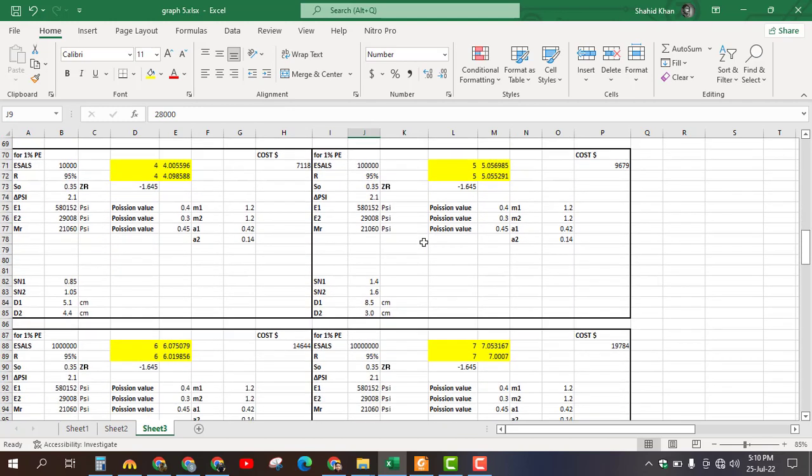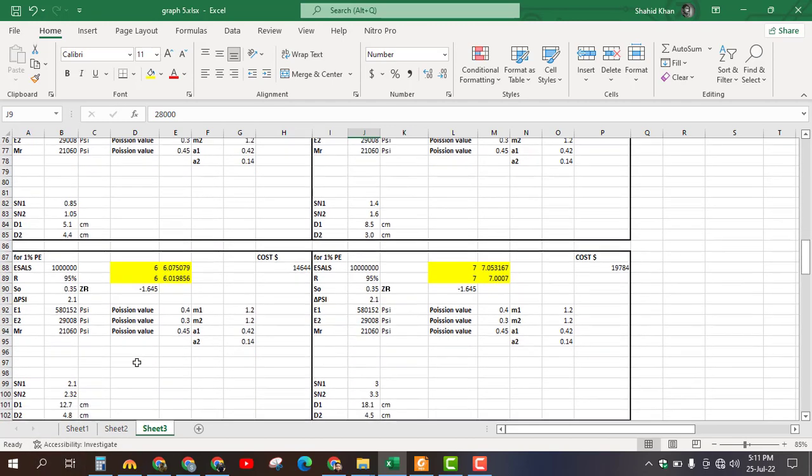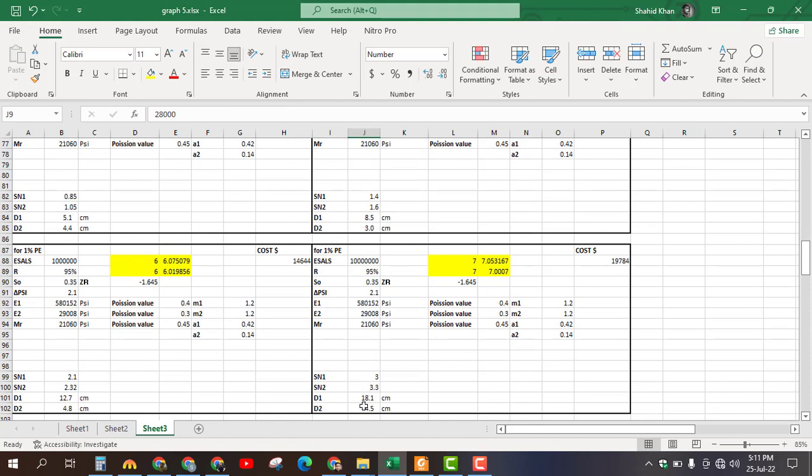Now it's time for using plastic stabilization, clay with the plastic stabilization. So here for using 1% PE and changing the ESALs from 10 power 4 to 10 power 5 to 10 power 6 and to 10 power 7, we got different values of thickness. Here 5.14 and 4.4, here 8.5 and 3, and here 12.7, 4.8, 18.1, 4.5. So these are the thicknesses which we calculate from the different resilient modulus.